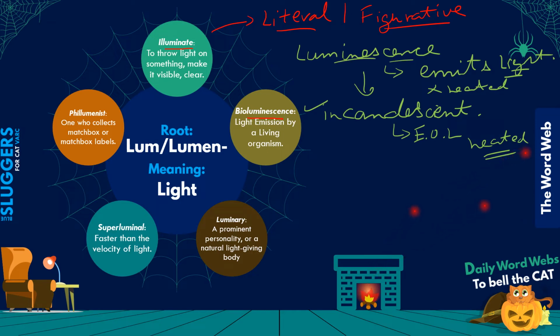Now let's come to what bioluminescence is. Bioluminescence is basically whenever, now bio is a root that stands for life, okay? Biology means the study of living organisms. So bioluminescence is basically when light is emitted by a living organism.